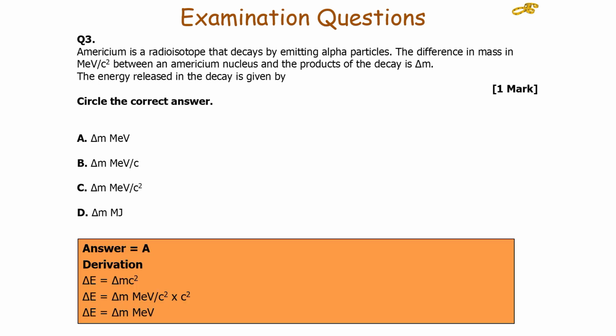Right, the answer is A, because if we say delta E is equal to delta M c squared, well, we can say that delta E is equal to delta M times by MeV over c squared times by c squared. We know that because the difference in mass we've just been told is given by the units MeV over c squared. So those c squareds cancel through, which tells us our energy release is delta M MeV.